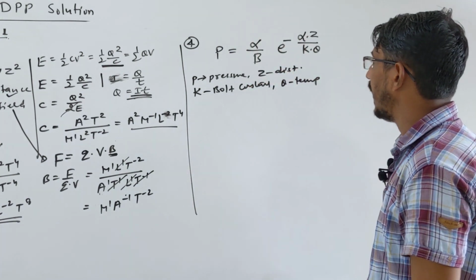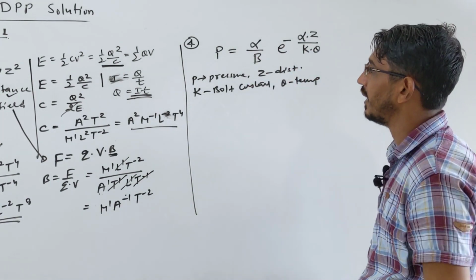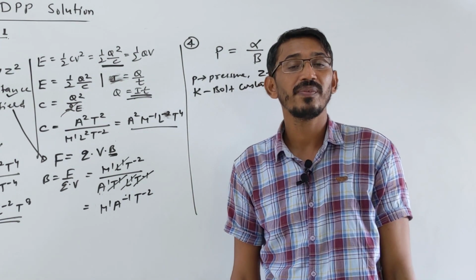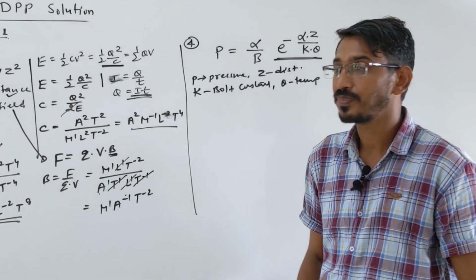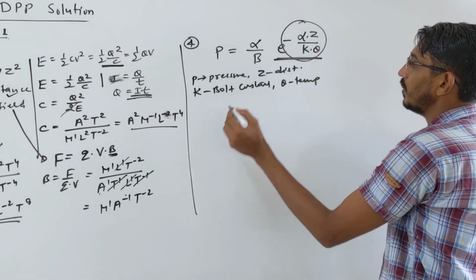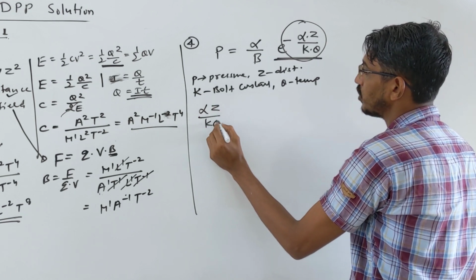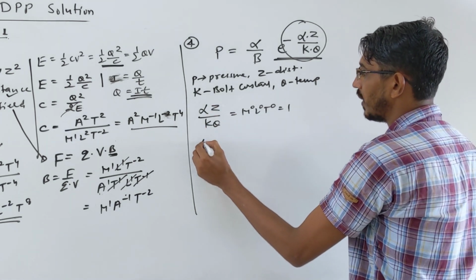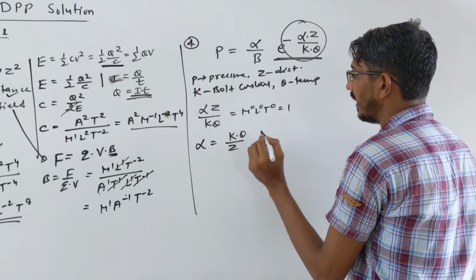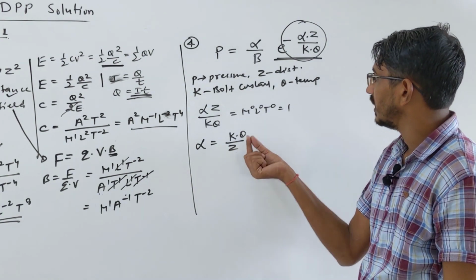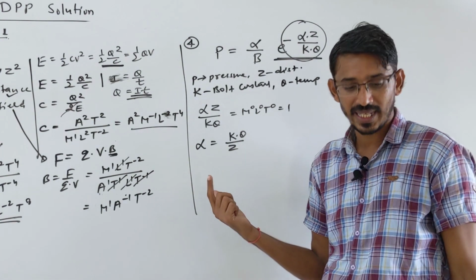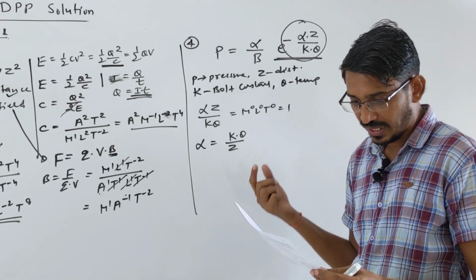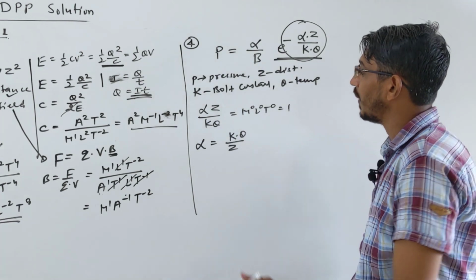We have to find the dimension of alpha and beta. First you have to understand that this is a mathematical function, so I have to use the rule that all mathematical functions have zero dimension. So let's pick this whole term: alpha z by k theta should be equal to 0 dimensions, or equal to 1. We have to find the dimension of alpha, so alpha will be k into theta by z. Now z is distance, and theta is the temperature, you can write it in terms of theta itself.